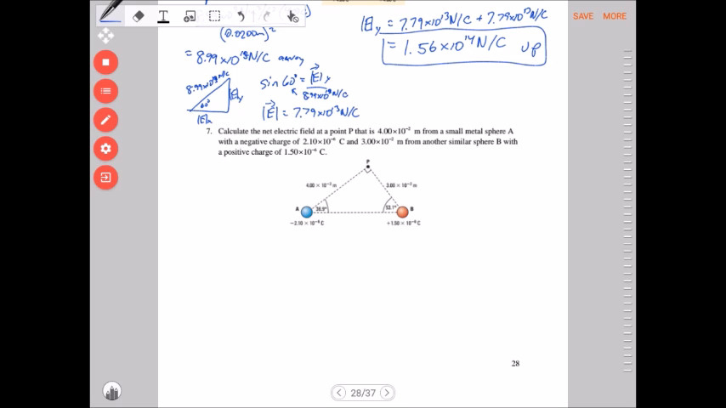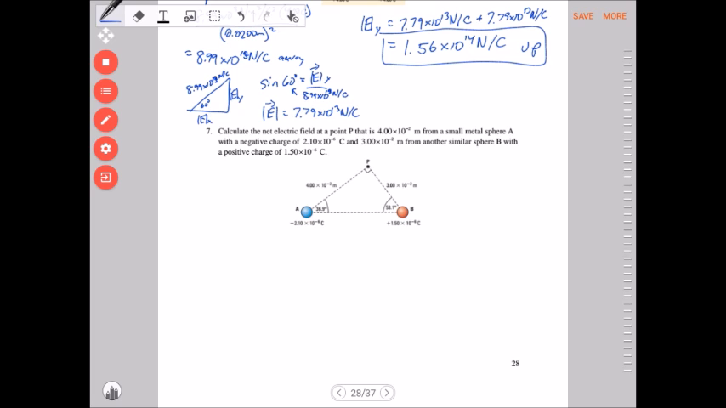Calculate the electric field at a point P that is 4.00 times 10 to the negative 2 meters from a small metal sphere A with a negative charge of that, and 3.00 times 10 to the negative 2 meters from another similar sphere B with a positive charge of that. Oh goodness, this is going to be a lot more calculations. That's okay. I didn't leave myself an awful lot of room here, but I'll try.